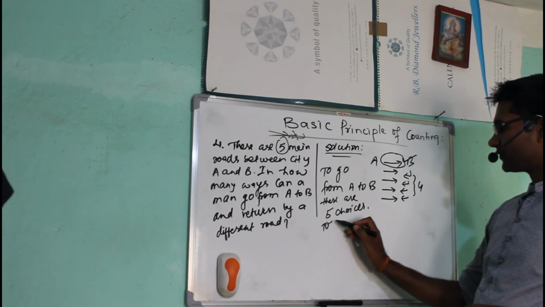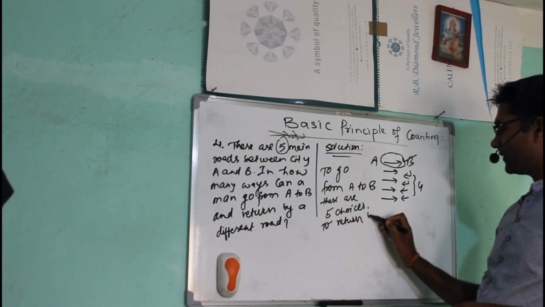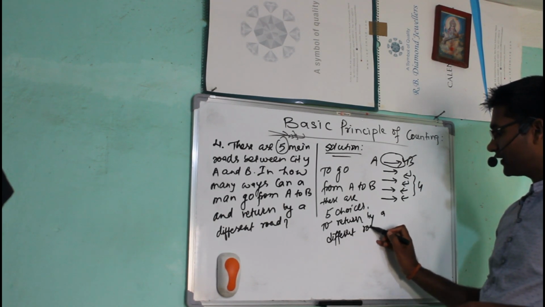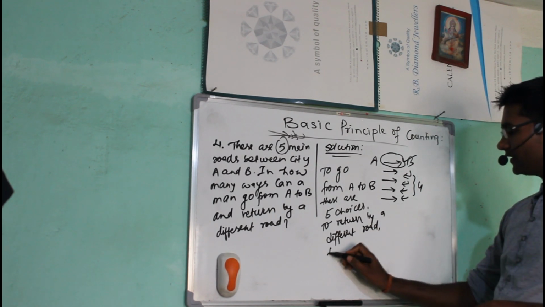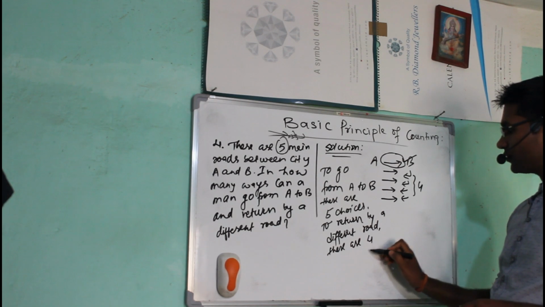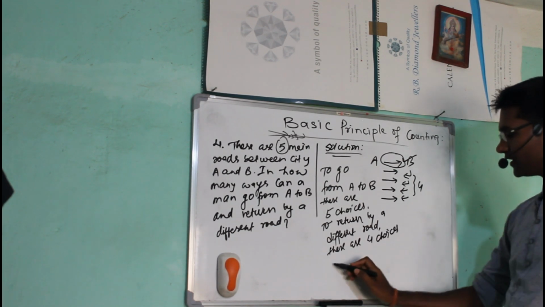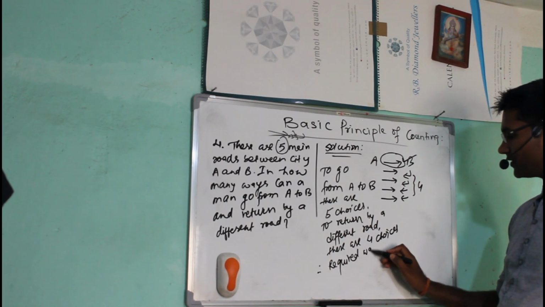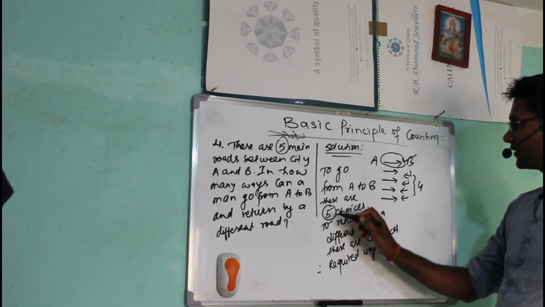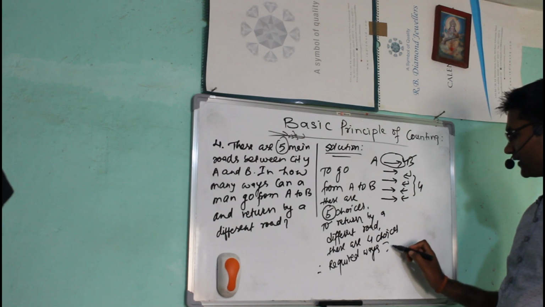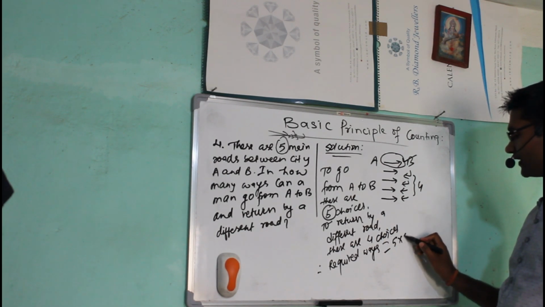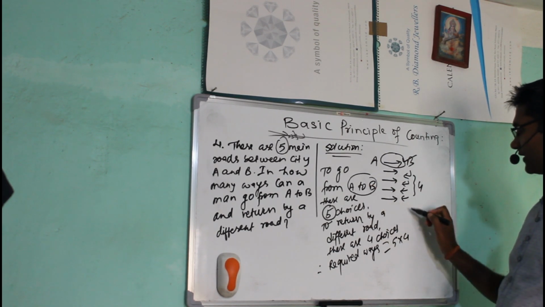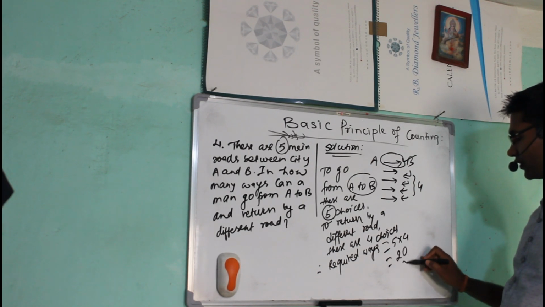So to return by a different road, there are 4 choices. Therefore the required number of ways will be: 5 choices to come and 4 choices to return. From A to B there are 5 choices, from B to A there will be 4 choices, so it will be simply 5 into 4, 20.